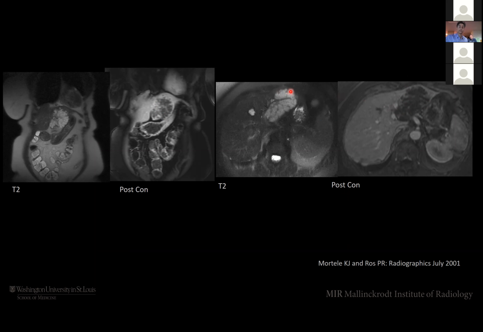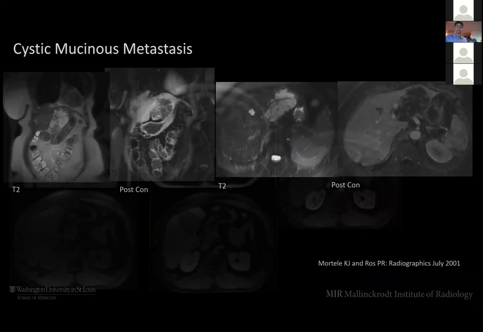Look for any secondary signs here. I don't see any edema. I don't see any inflammatory response surrounding this lesion. That should be a clue that this may not be an abscess. And this is a colorectal metastasis. This is indeed a mucinous metastasis to the liver. So be aware that a mucinous metastasis can present with different degrees of enhancement.